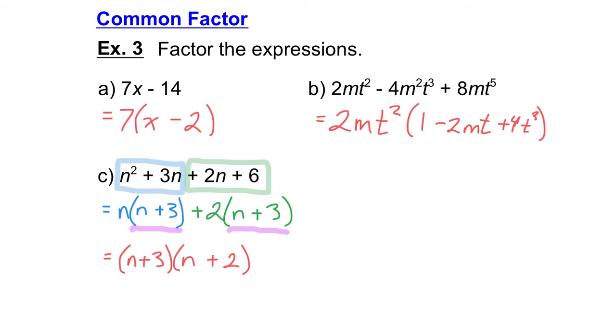Okay, so factoring by grouping, take your first 2 terms, find the greatest common factor, and your last 2 terms factor the same way, and then you should notice that you have a common factor again in the brackets, and you're left with n plus 2 as your other factor. Okay, so this is common factoring. We're going to get a little more complex in the next example.